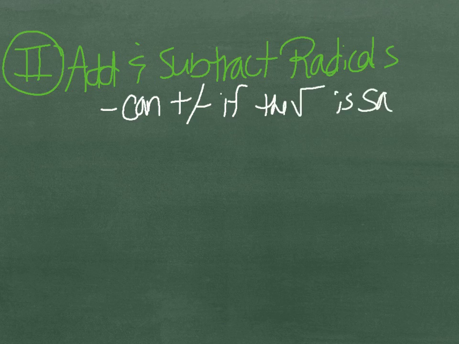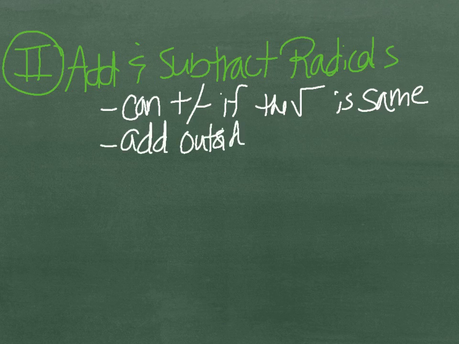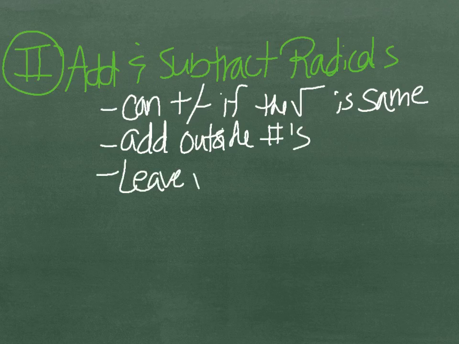So it's kind of like a variable. If they don't have the same radical, you can't add them together. Same thing with x's. You can't add x's with y's. Also, when you do this, you're going to add the outside numbers only, and then you will leave what's inside the radical the same. So leave the radical the same.